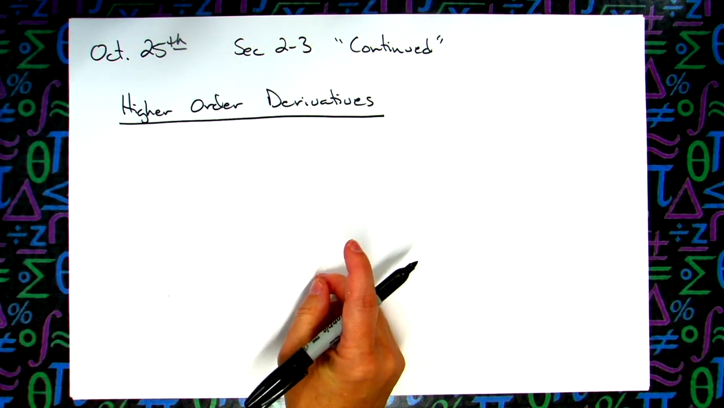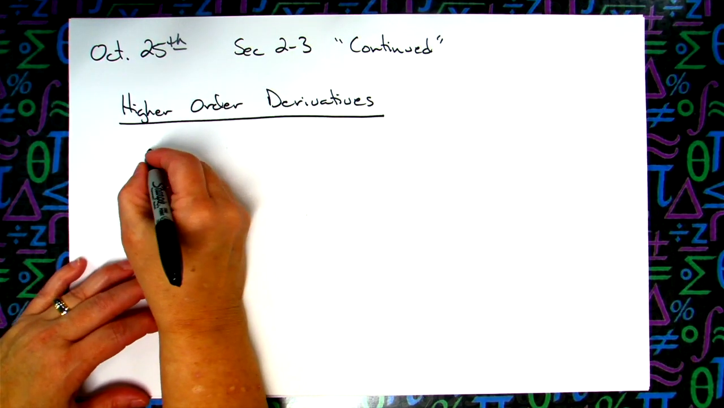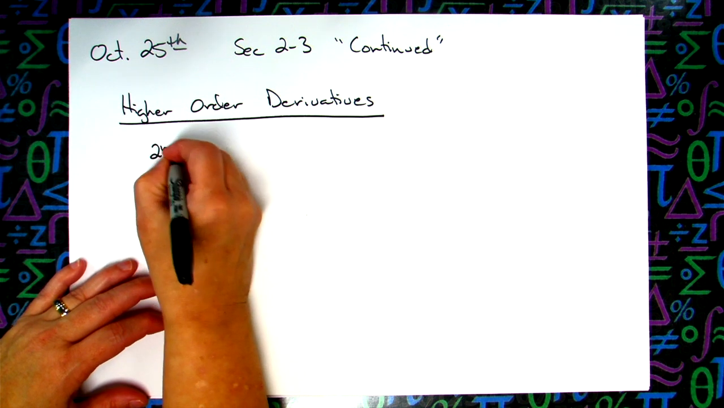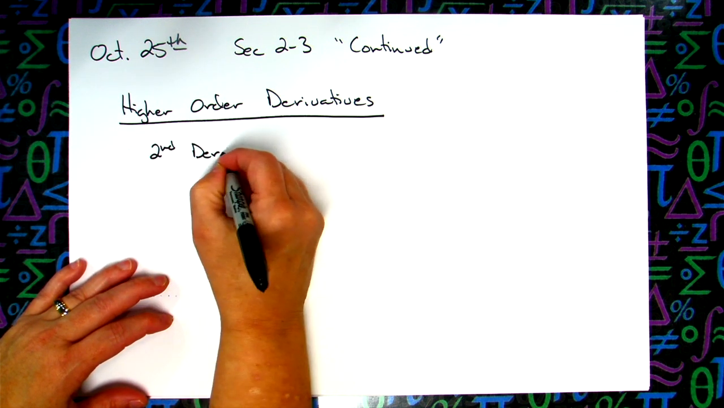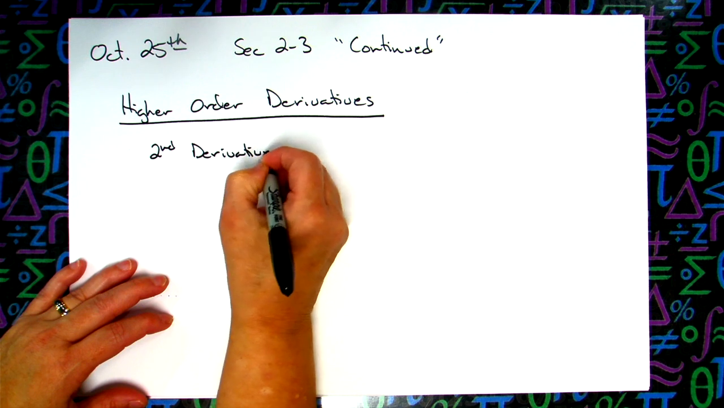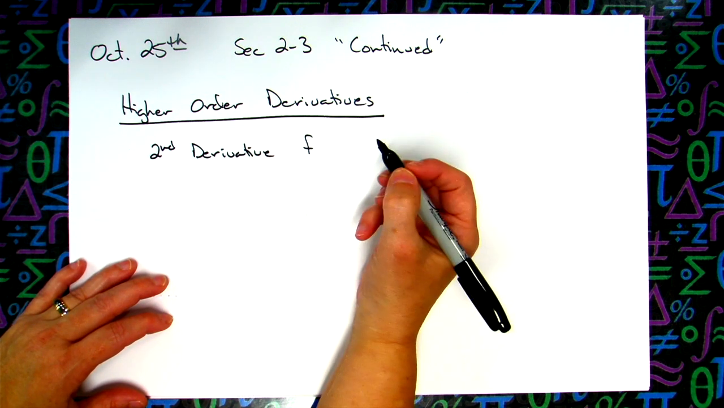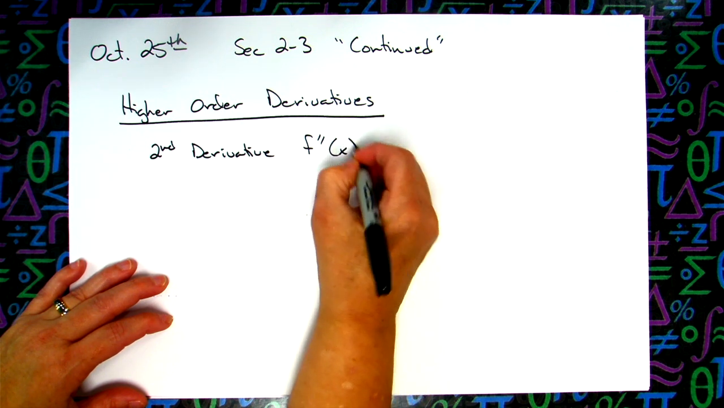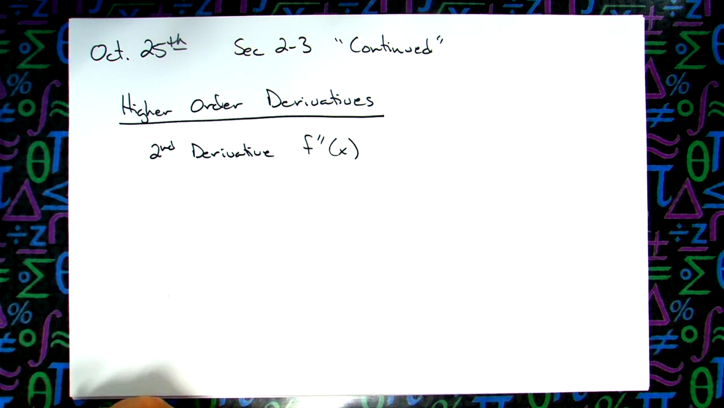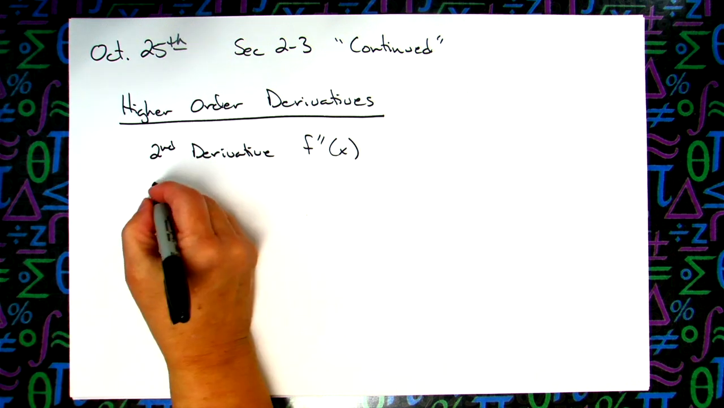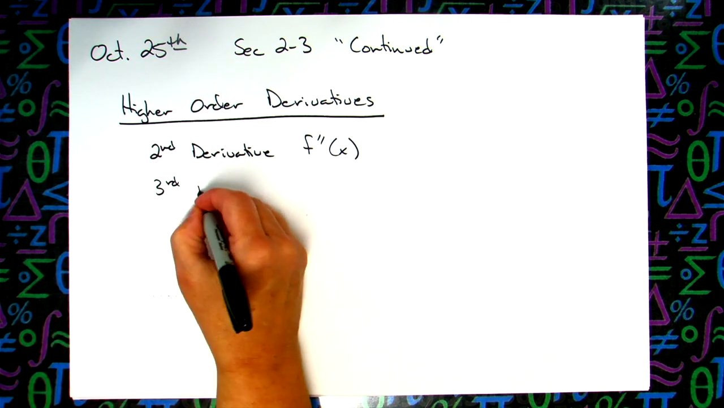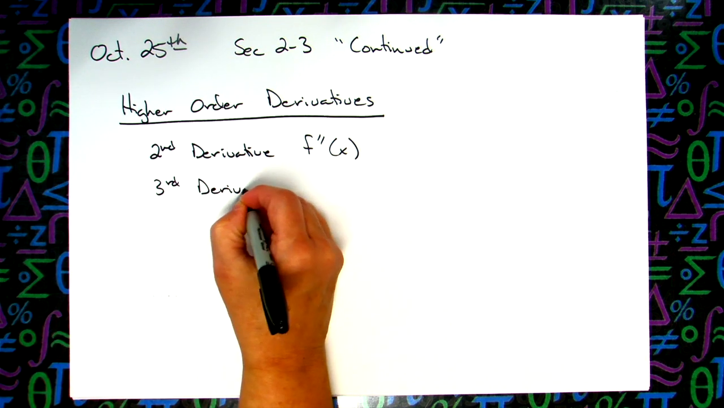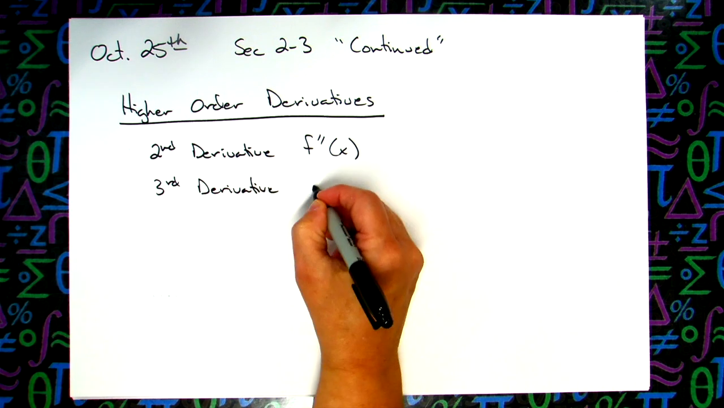All right, so let's see if we can get some notation here. For a second derivative, we're going to have an f and then a double prime, so two little marks. That's going to indicate a second derivative. And if we have a third derivative, we're going to go three little marks. So the notation is easy to get a hold of.